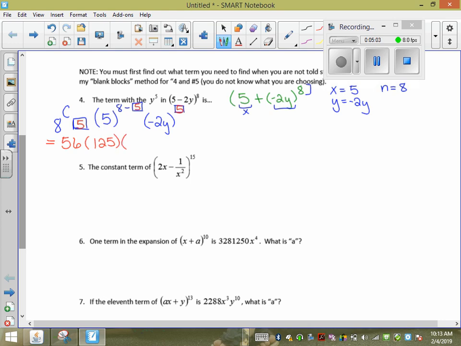And then we have negative 2 to the 5. And remember when we put it in our calculator, we have to put the negative 2 in brackets. So negative 2 to the 5 is negative 2 times negative 2 times negative 2 times negative 2 times negative 2, which is negative 32.